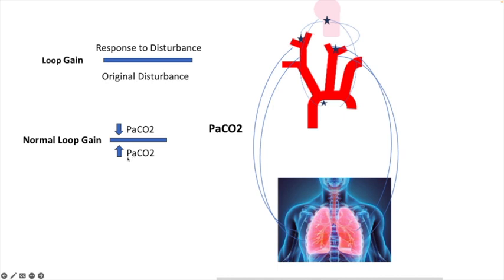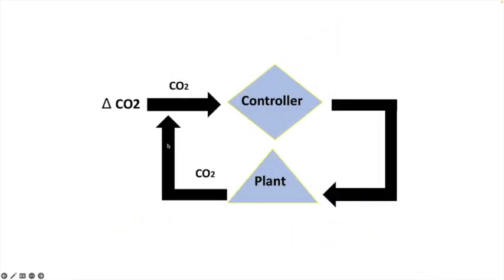Let's say an apnea increases the PaCO2 above steady state. When the system decreases the PaCO2 proportional to that increase, that is a condition of normal loop gain. This can be compared to the same apnea that increased the PaCO2 level above steady state, but now the system is overcorrecting and decreasing the PaCO2 much greater than the original increase, and that would be a condition of high loop gain.